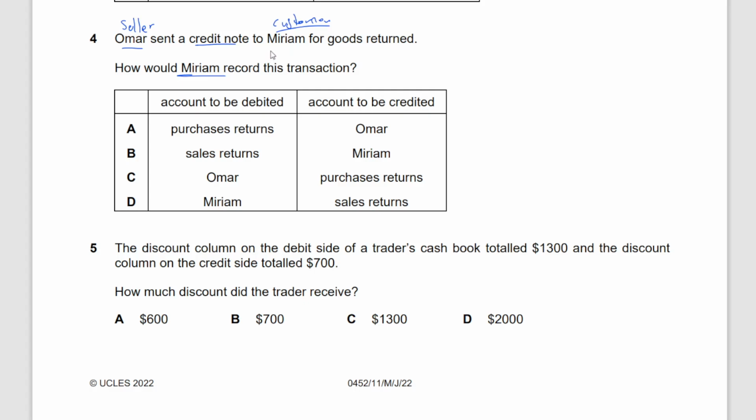When goods are returned for Miriam, that is purchases returns. So this one's gone. It's not sales returns, it's purchases returns, and you should know by nature purchases returns are credited, and so Omar is going to be debited. Since Omar is a supplier, when there is a return, the supplier account is debited and purchases returns is credited.